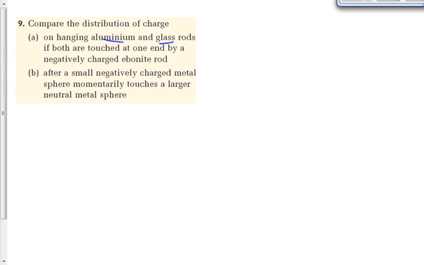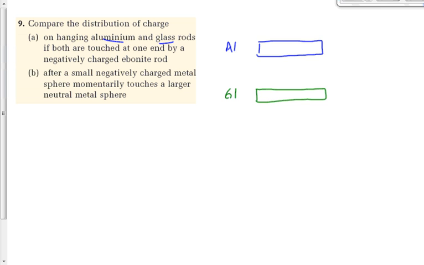Well, let's draw out the aluminum. We'll make aluminum blue, and we'll make our glass rod green. Now, both, doesn't say whether they're neutral or whatever. Let's just assume they're neutral, see where that takes us. And we're going to bring a negatively charged ebonite rod nearby, and we're going to touch it. So here's our ebonite rod. Our ebonite rod is red, and we're going to touch it.